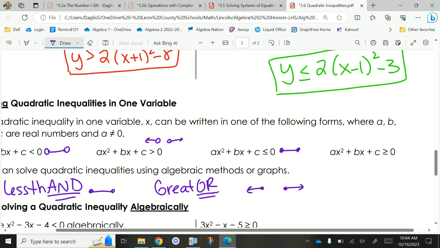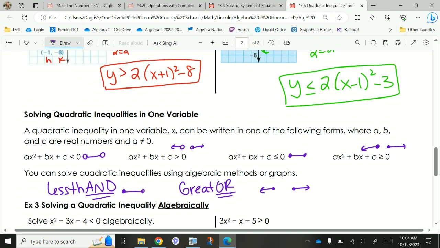Wait, what did I do? No, I'm right. Greater. So we have closed points, but going opposite. Like that. And just like the front, you can always test numbers to make sure that you've made them go the right way. Right?